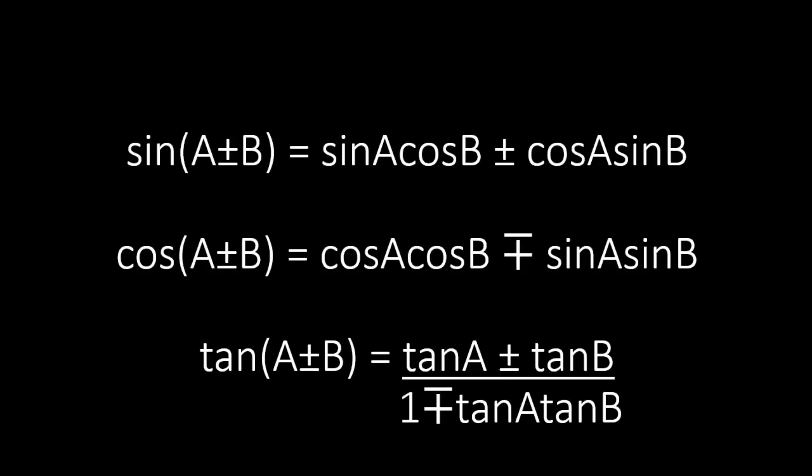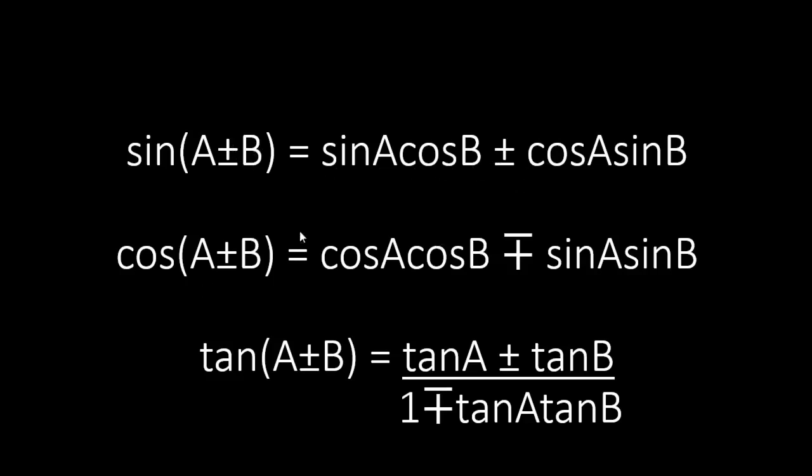These are the three identities that we're going to be using. By the way, compound angle basically means two angles put together. So this is what we have for sine. Sine A plus B equals sine A cos B plus cos A sine B, and with minus they're both minus.